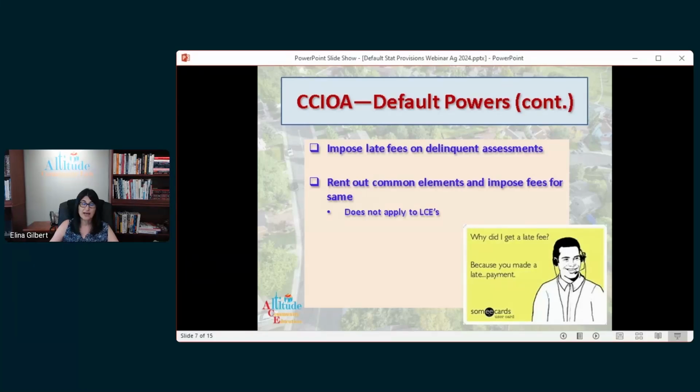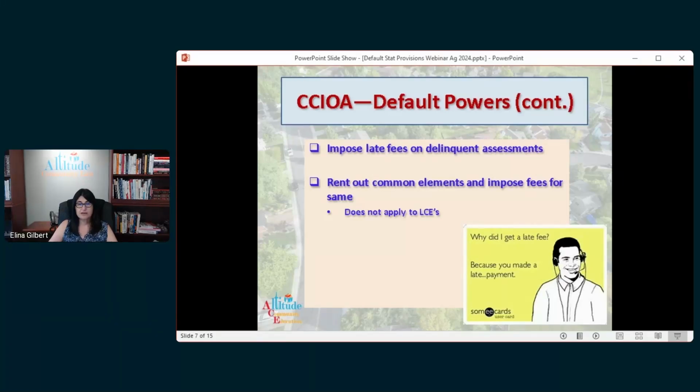Okay, so it's still pretty high, but be careful, because when you add interest into that, which is now capped at 8%, it's very easy to get up high, and we want to be careful with that. Next, rent out common elements and impose fees per se.